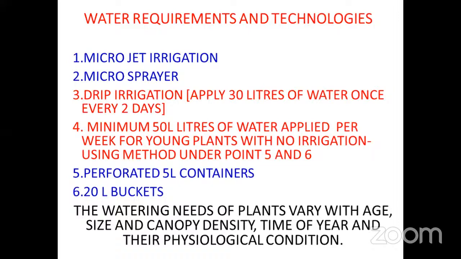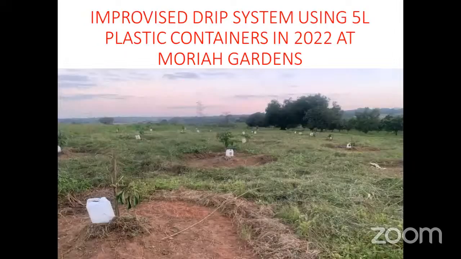These are available technologies: microjet irrigation, micro sprayer. We are using the drip with a diameter of 20 millimeter and applying 30 liters of water once every other day, like I mentioned. We, in 2022, began with perforated containers. You can also use 20-liter buckets with a perforated bottom. So this was how the situation was in 2022 at Mora Farms in Kitwe.